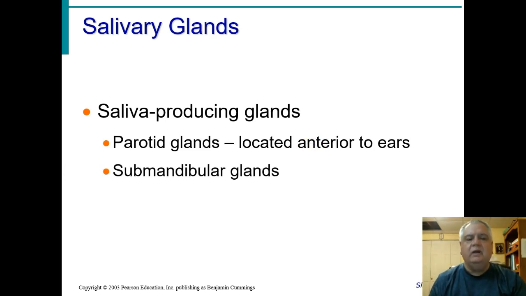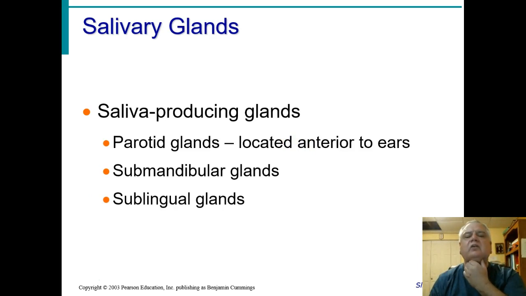Then we have submandibular glands, which are located here at the corner of the mandible. And then we also have two glands here just underneath the tongue. And since they're underneath the tongue, they're referred to as sublingual glands. Now, all of these are ducted glands, so they are exocrine glands. They produce the mucus, and then the mucus is passed through the ducts and enters the oral cavity.